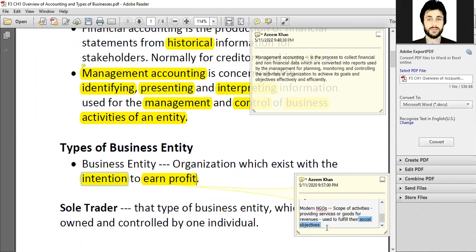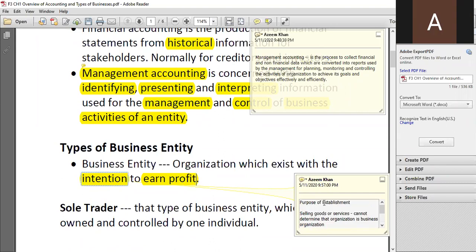But suppose the purpose is clear there. The purpose of establishment of this NGO is clear, that they provide services. But why is this not a business?